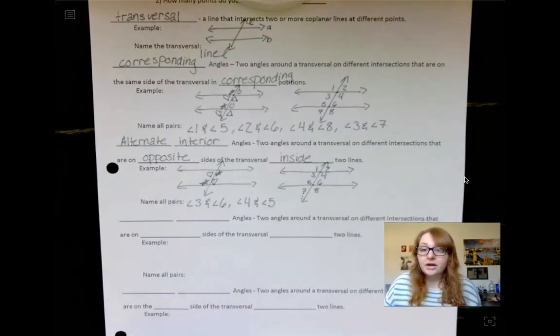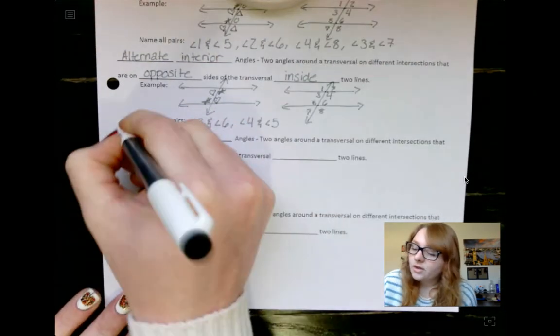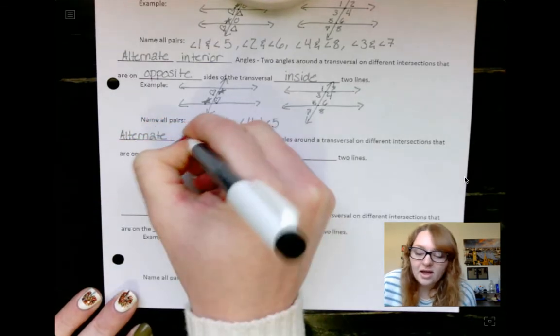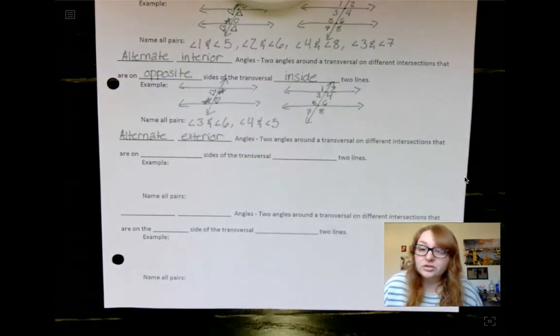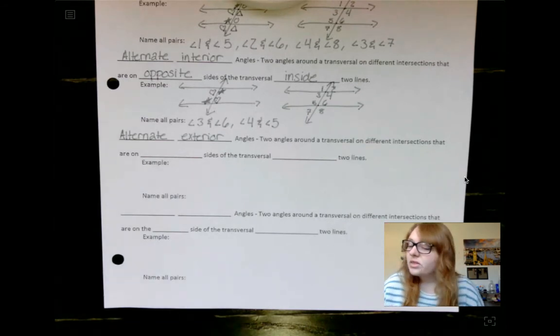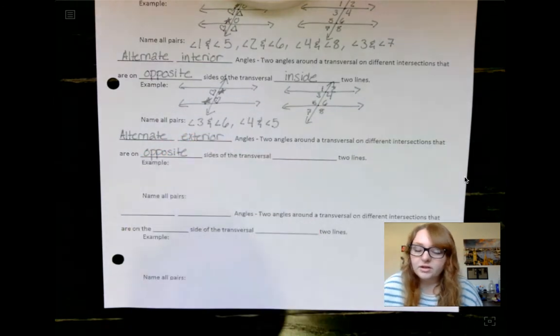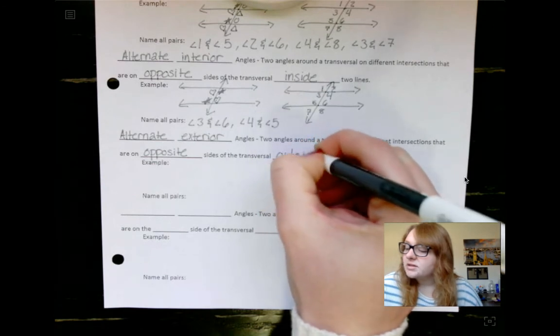Again, we can't use the other angles 1, 2, 7, or 8 because they are on the exterior. Speaking of exterior, that is our next definition. We have alternate exterior angles. Two angles around the transversal on different intersections. So one will be on the top intersection, one will be on the bottom intersection, that are on opposite sides of the transversal, and this time it's going to be on the outside of the two lines.